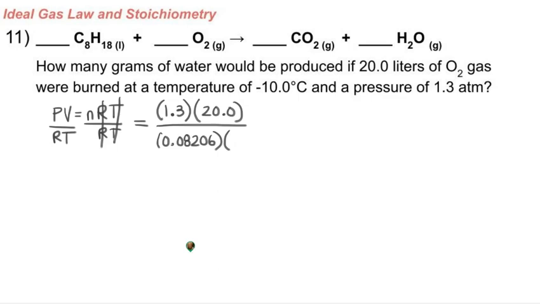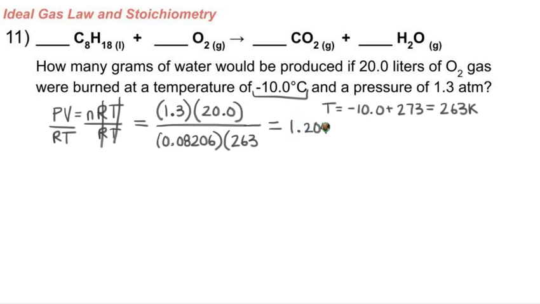Now we know that we cannot plug in a temperature in Celsius, particularly one that is negative. So we'll go ahead and take our T value and convert to Kelvin. -10.0 plus 273 gives us 263 Kelvin. So we'll plug in 263. Now when we solve for our answer here, we get 1.20472. So that is our number of moles of oxygen gas that were burned.